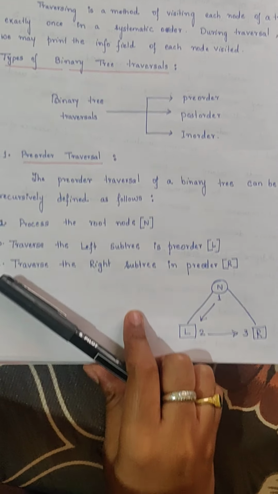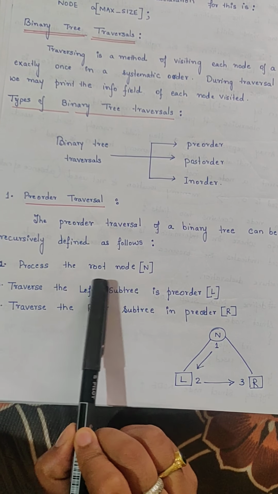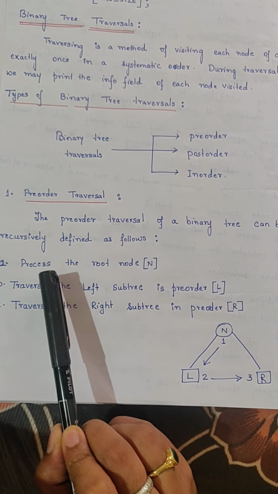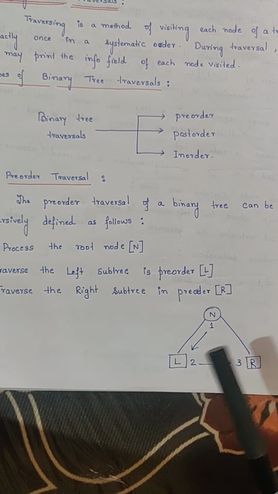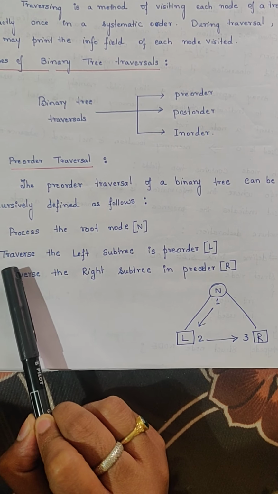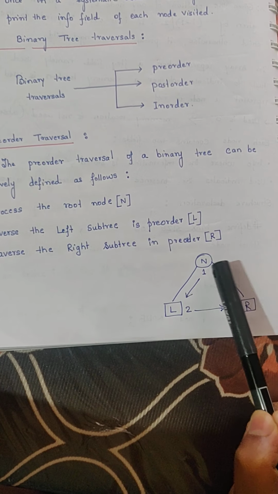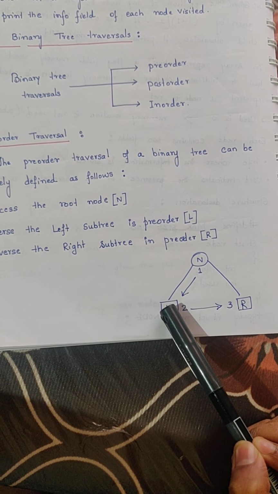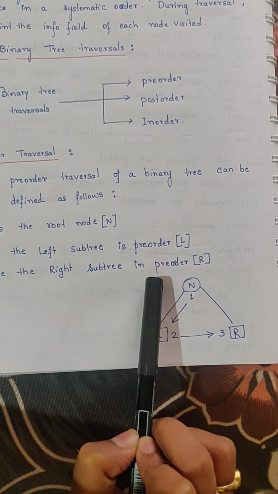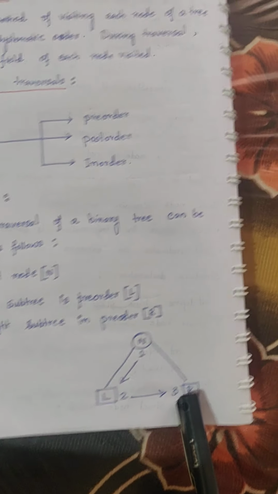Okay, so in pre-order traversal, first you are going to process the root node. Process is nothing but visiting. Visiting the root node, first you are going to check the root node, that is your first step. Second step is nothing but traverse the left subtree in pre-order. So after the first one you are directly coming to the left subtree. Third, traverse the right subtree in pre-order. After the left you are going directly to the third one, that is the right part.